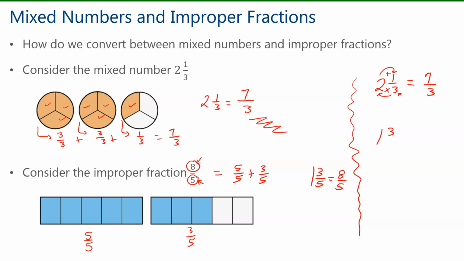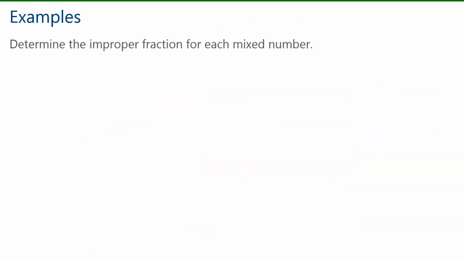Let's just watch what happens with the 1 3/5. Start with the denominator, multiply by the whole number part, add on the numerator part. So I got a 5 times 1 is 5, 5 plus 3 is 8, and put it over your denominator. 1 3/5, same thing as 8/5. So some examples here. Let's figure out the improper fraction for each mixed number. We'll look at this probably a couple of different ways.